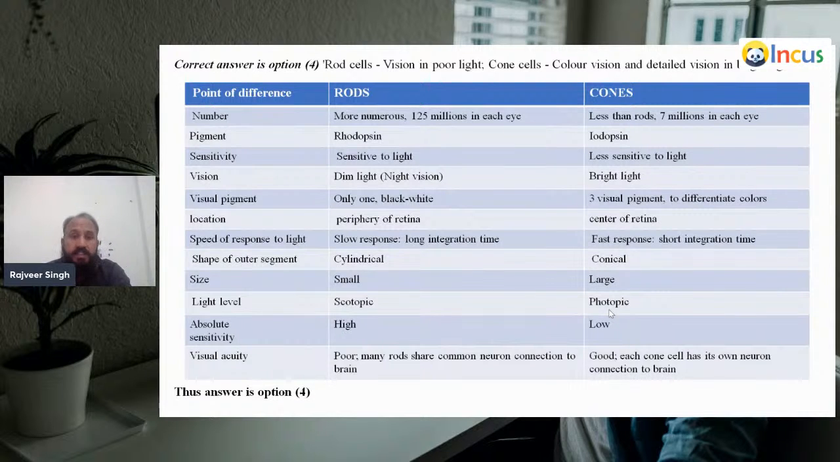Size of rods is small, while cones are large. Light level: rods are scotopic, while cones are photopic. Absolute sensitivity is high in rods and low in cones. Visual acuity: poor in rods, as many rods share common neuron connections to the brain. Cones are good, as each cone cell has its own neuron connection to the brain. So our answer will be fourth. Answer will be fourth. Yes.